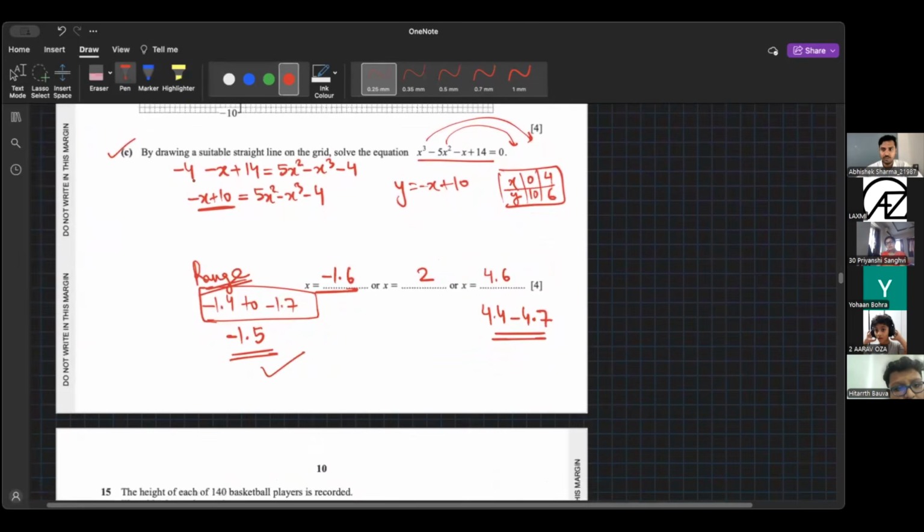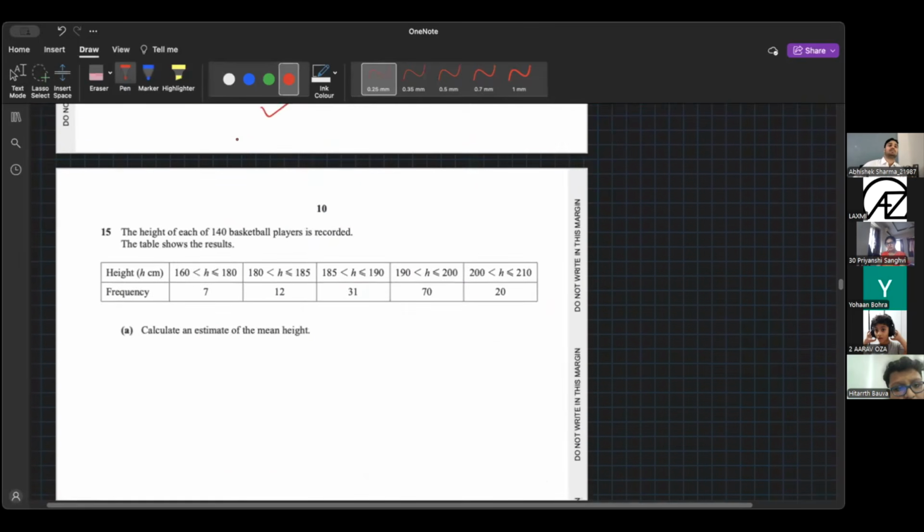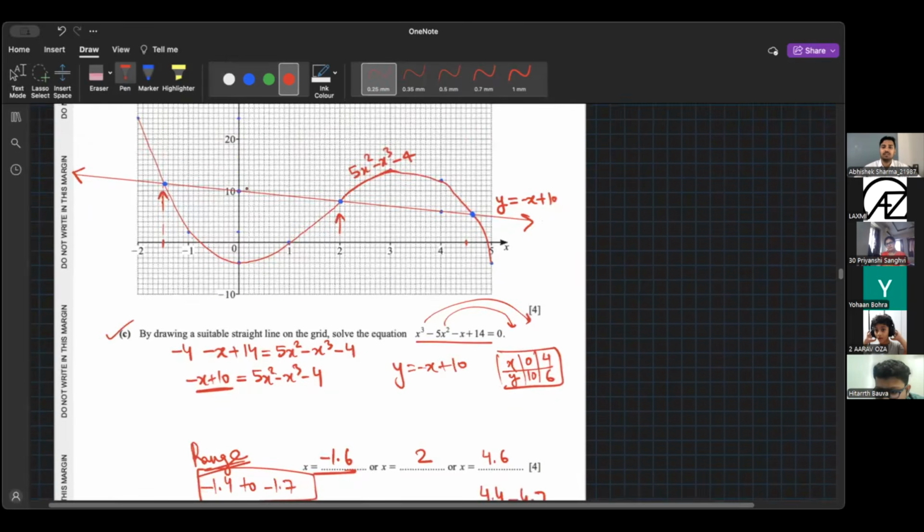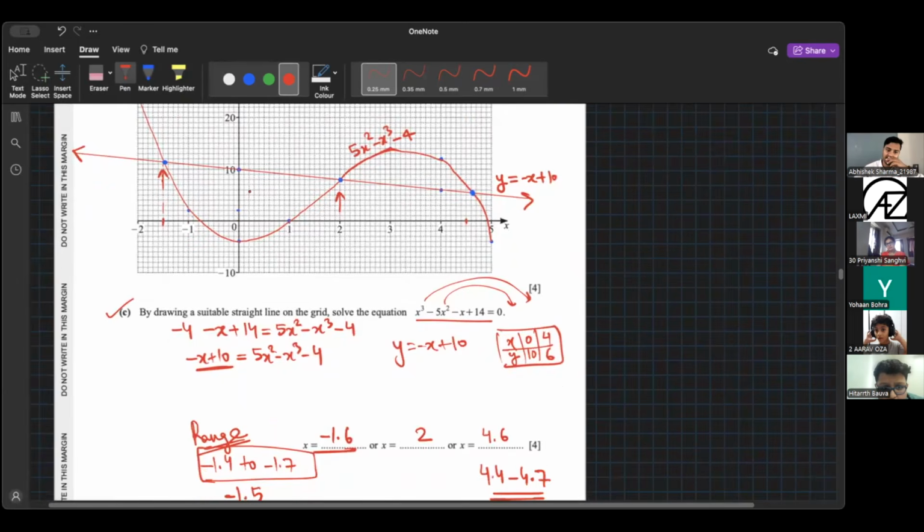Can this line be considered a tangent, right? No, this is not a tangent. Okay, got it.